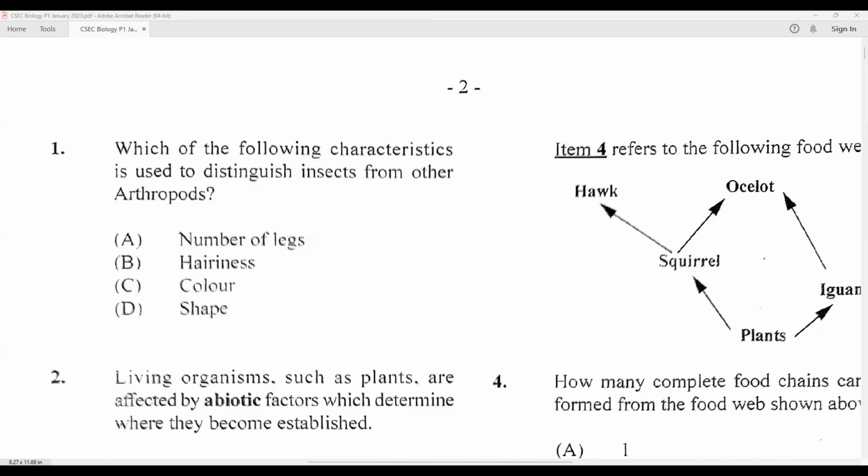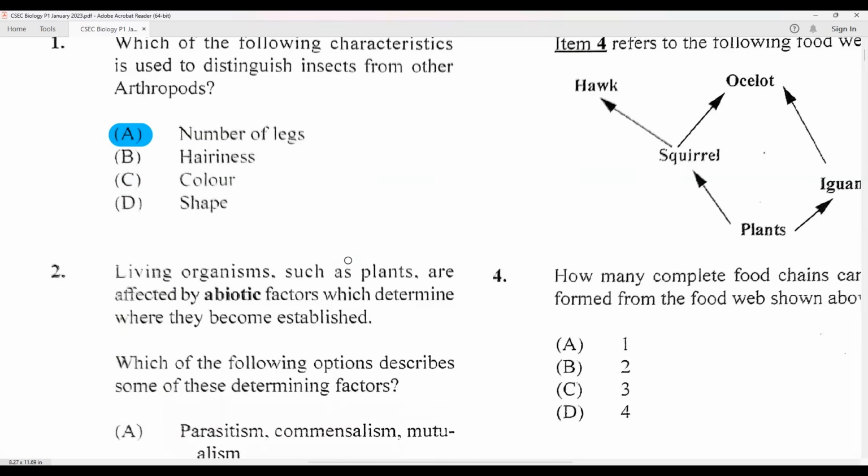So question one: which of the following characteristics is used to distinguish insects from other arthropods? And it is number of legs. Hairiness, color, shape. Arthropods, whether they are crustaceans or insects, they come in all varying types, sizes, shapes, hairiness, but the number of legs is the distinguishing factor.